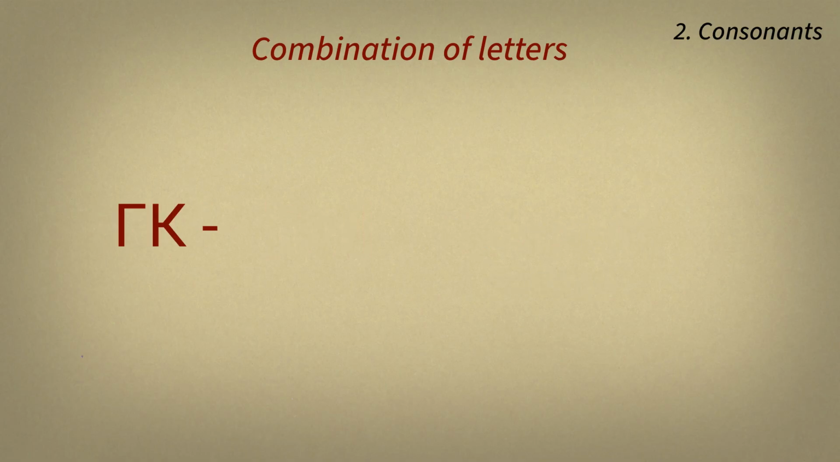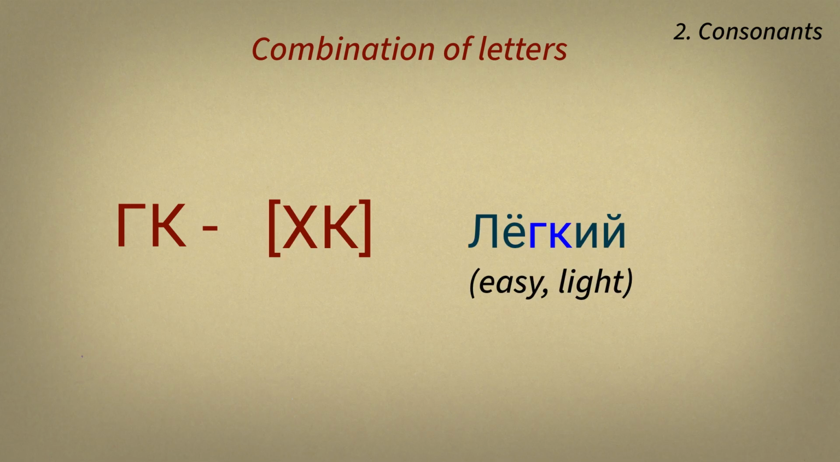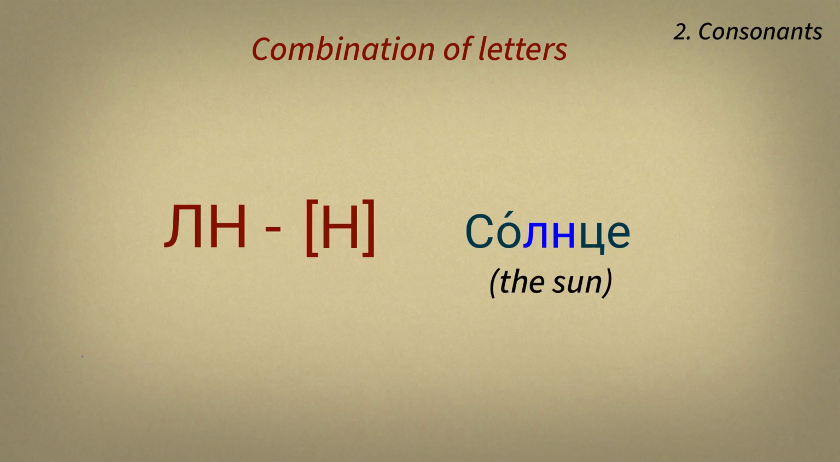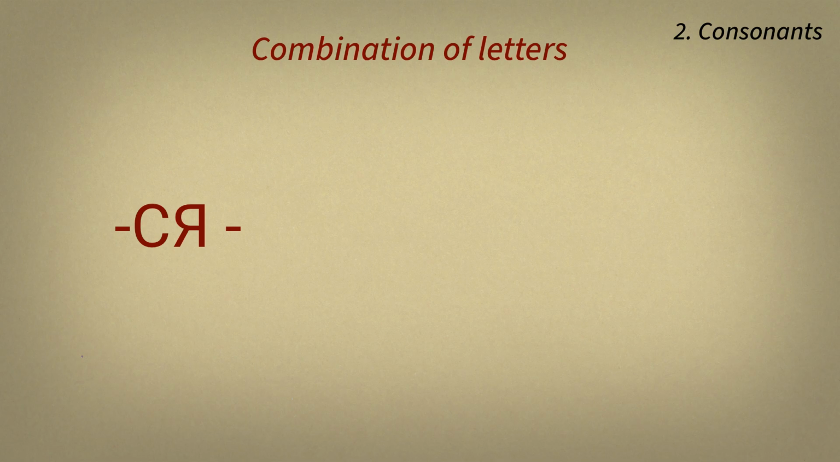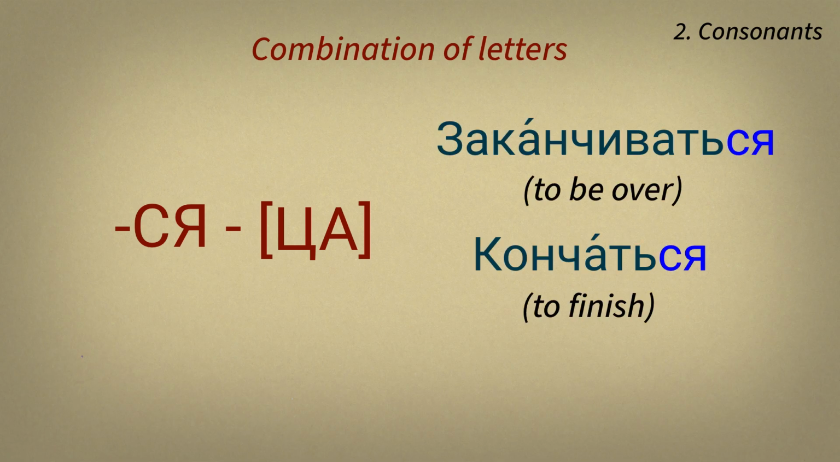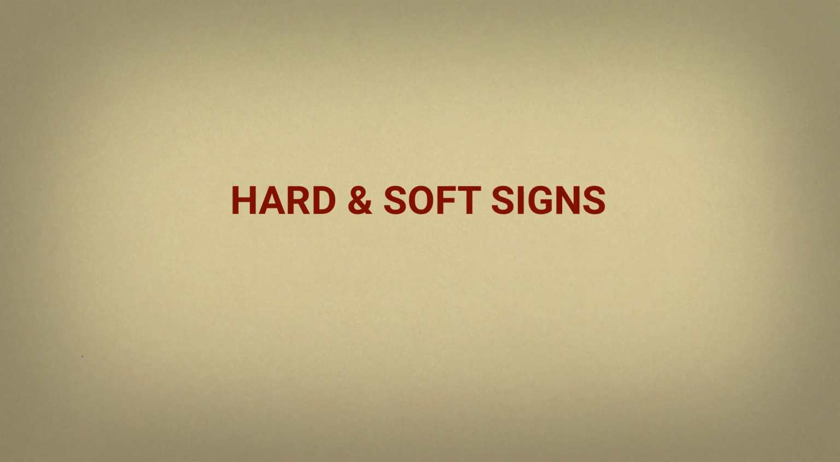Combination of letters G and K, sometimes pronounced as хк. For example, легкий, легкий. And combination of letters L, N, pronounced as N, солнце, солнце. Letters S, ya, ся at the end of the verb is read as ца. Заканчиваться, кончаться. And finally, let's dive deeper into hard and soft signs.